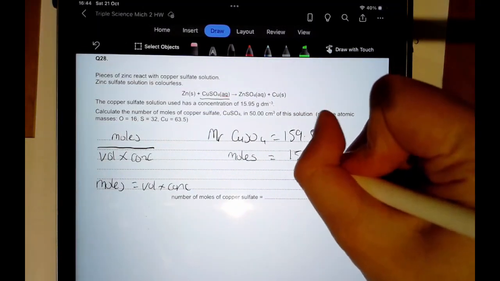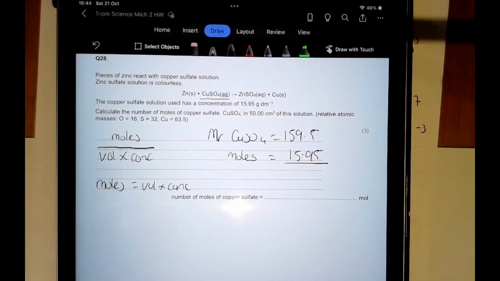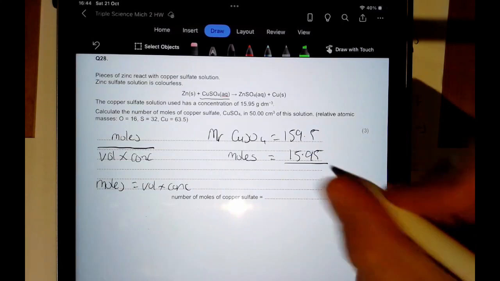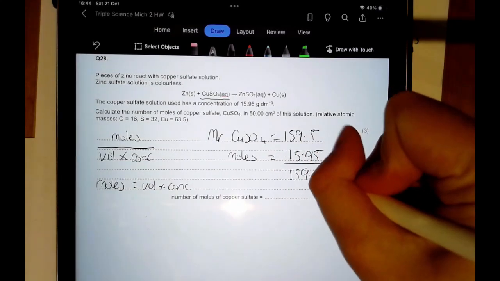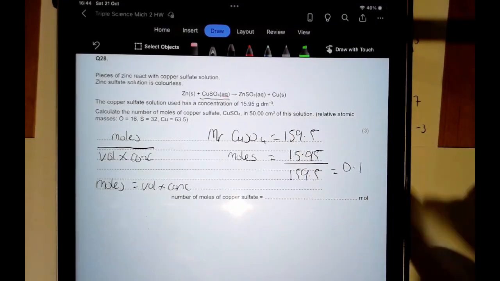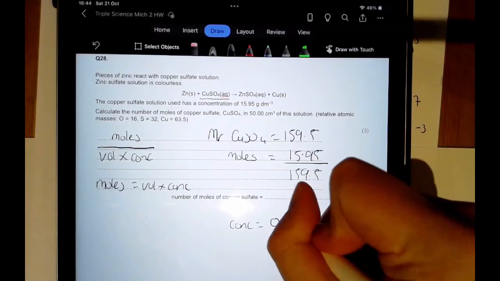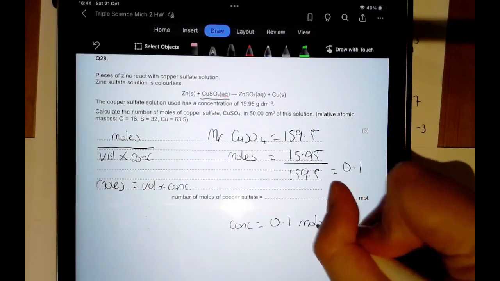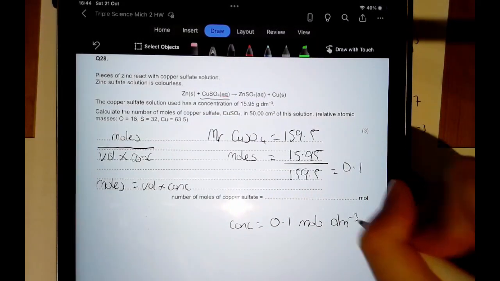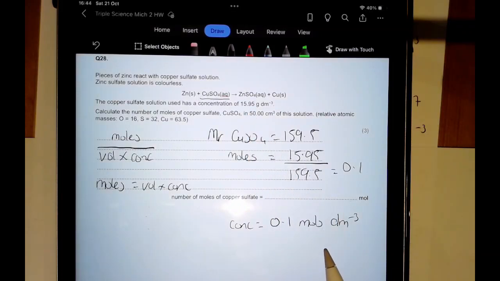Therefore, moles equals 15.95, so that's grams. So I do 15.95 divided by 159.5, and I get an answer of 0.1. So that's now my new concentration. My concentration is now 0.1 moles per decimeter cubed. So all I've done is change the unit from grams per decimeter cubed to moles per decimeter cubed because I'm asked about moles. I'm not finished yet.